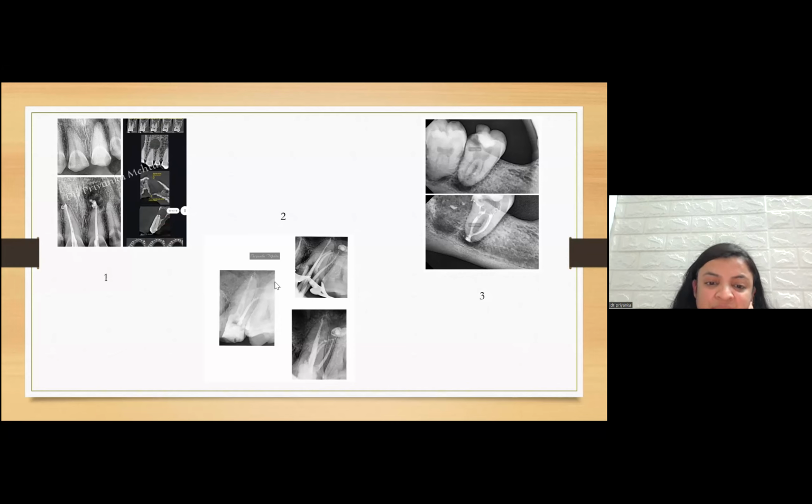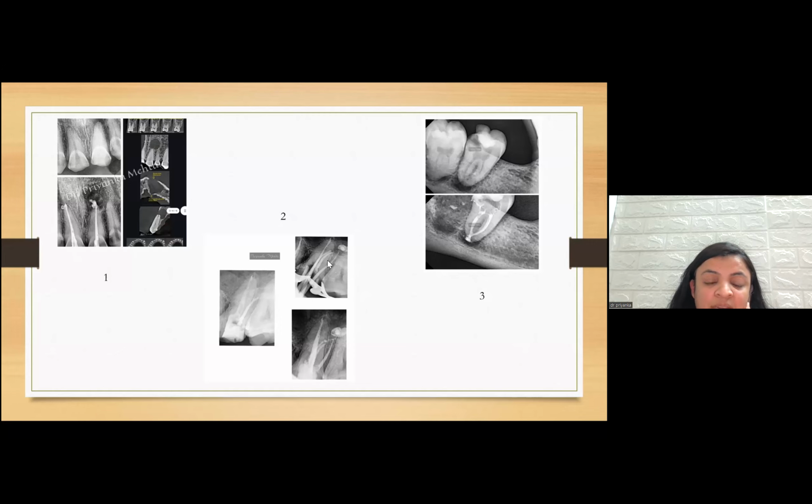Now, when we move to the second case, this is the failure of a previous root canal treatment. We can clearly see there was one missed canal, a missed MB2 canal which had a separate exit, and one missed distal canal, which started forming the lesion over there.